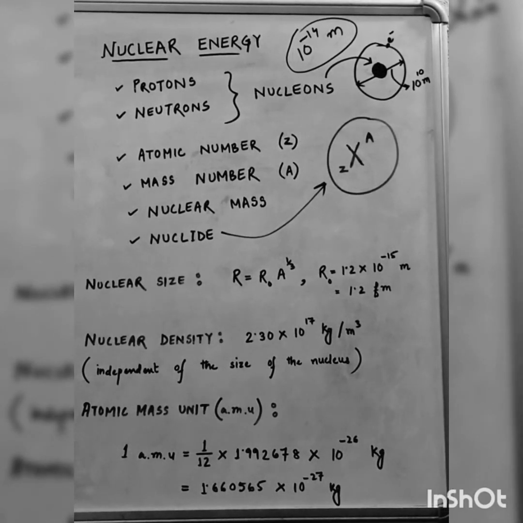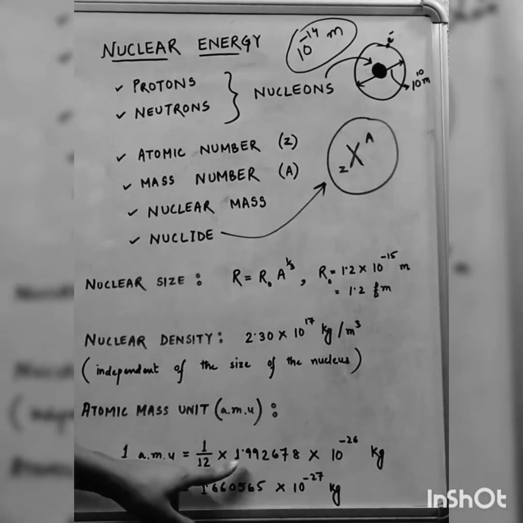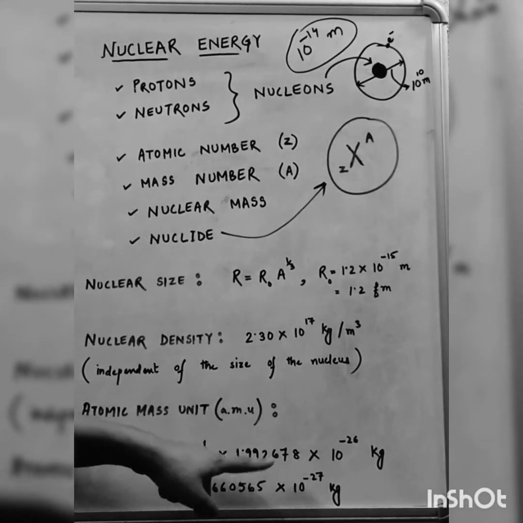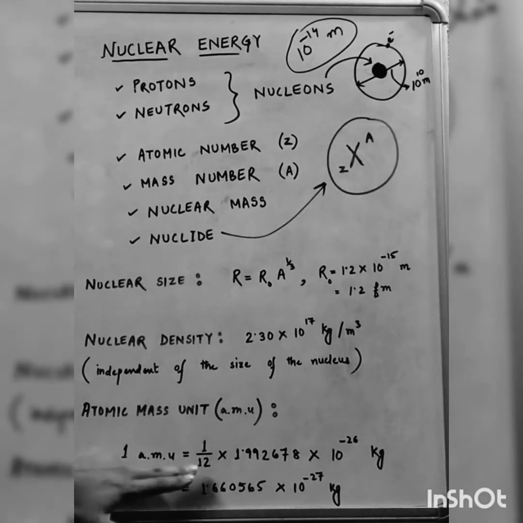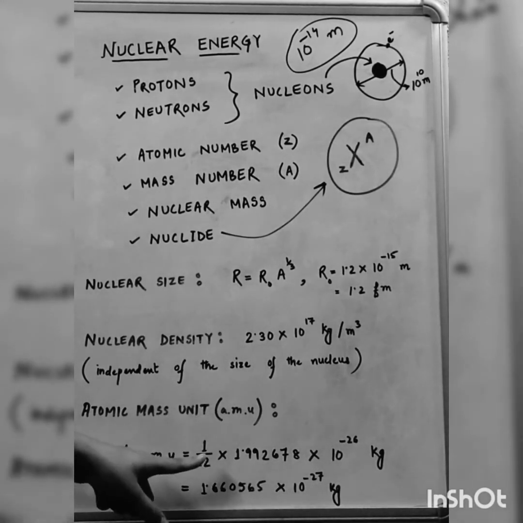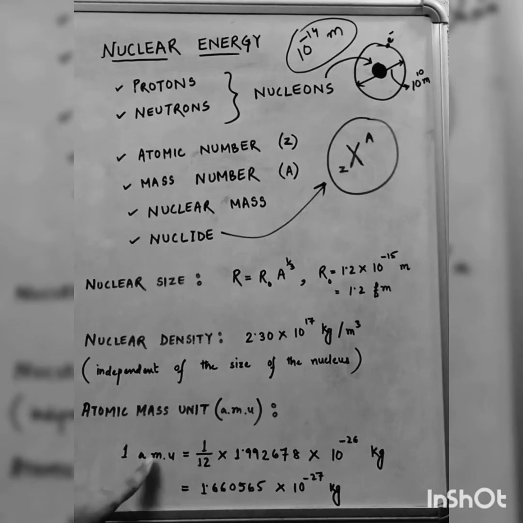All the nuclear measurements are done in terms of a unit which is known as the atomic mass unit, and one atomic mass unit is defined as 1/12 of the mass of a carbon-12 atom with mass number 12. The mass of one carbon-12 atom is equal to 1.99 × 10^-26 kg, and hence 1 AMU is equal to 1/12 of one atom of carbon-12, right? So 1 AMU is found to be 1.66 × 10^-27 kg.